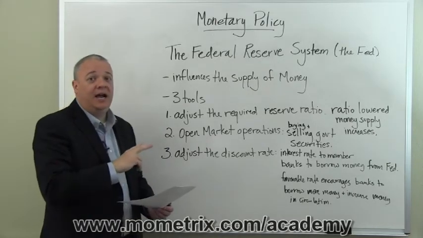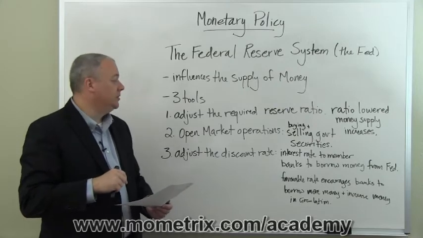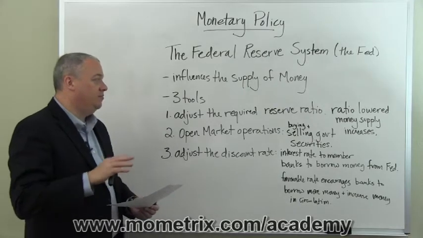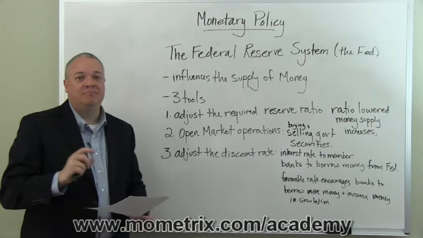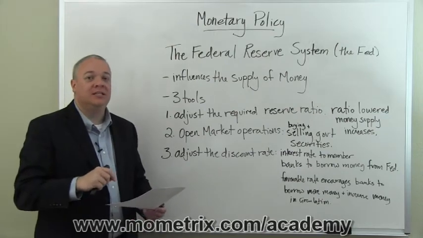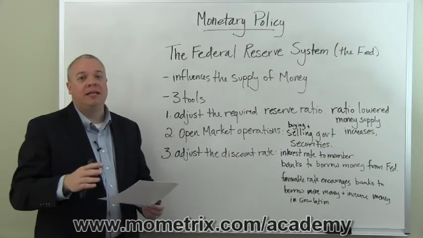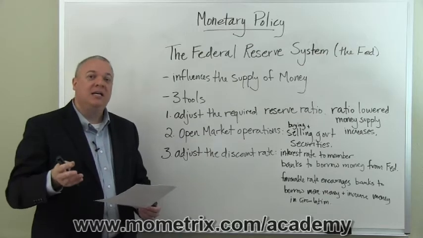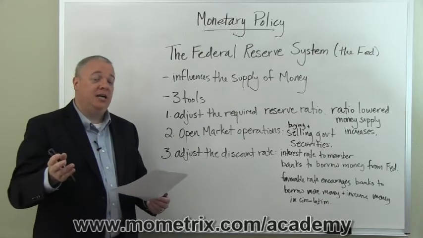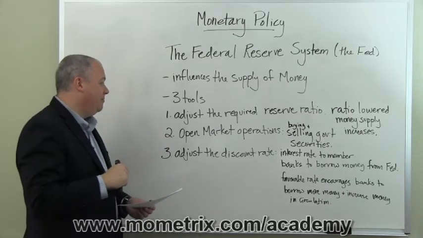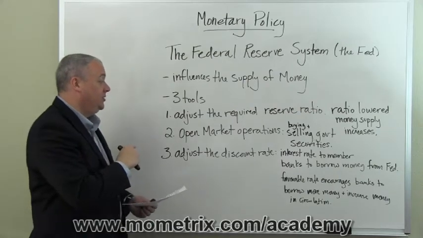The second thing that they have, and this is probably one of their most powerful tools, is the open market operations of buying and selling government securities. By doing this, they strongly influence the amount of money in circulation at any one time, and so they have that market. And then third, they can adjust the discount rate.